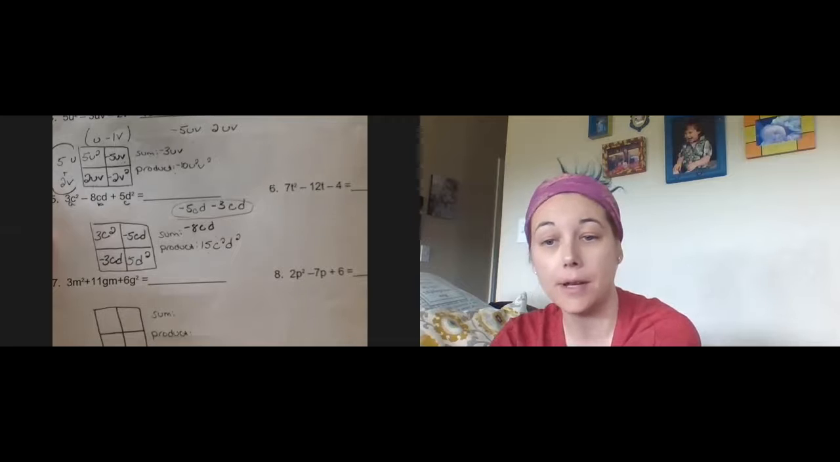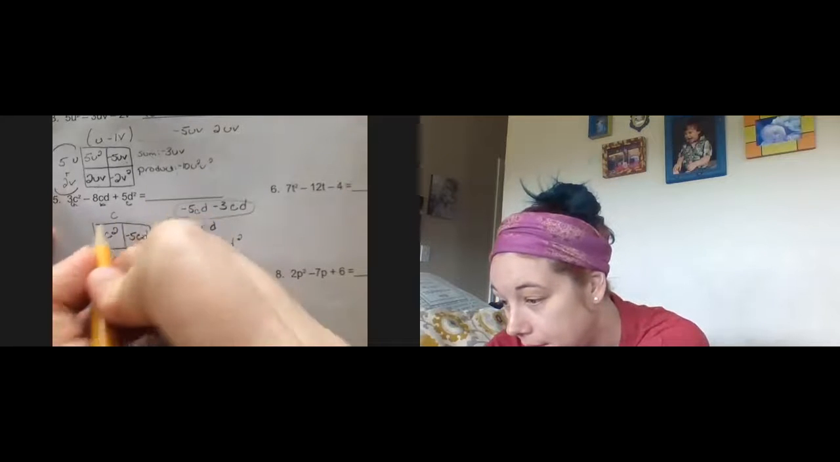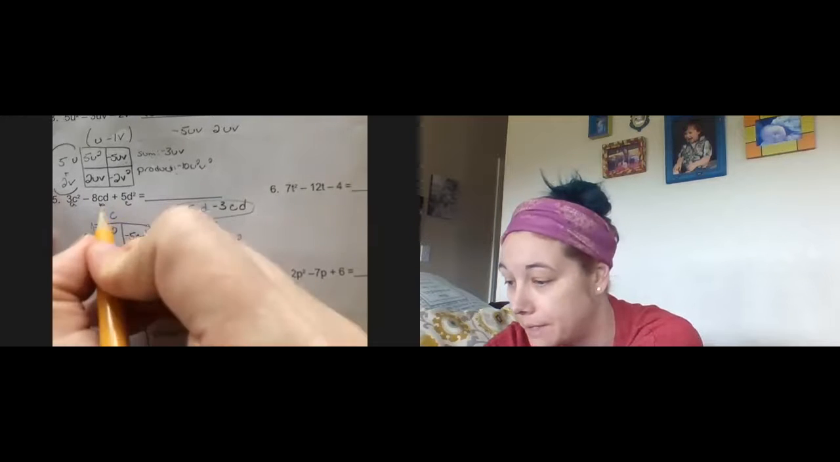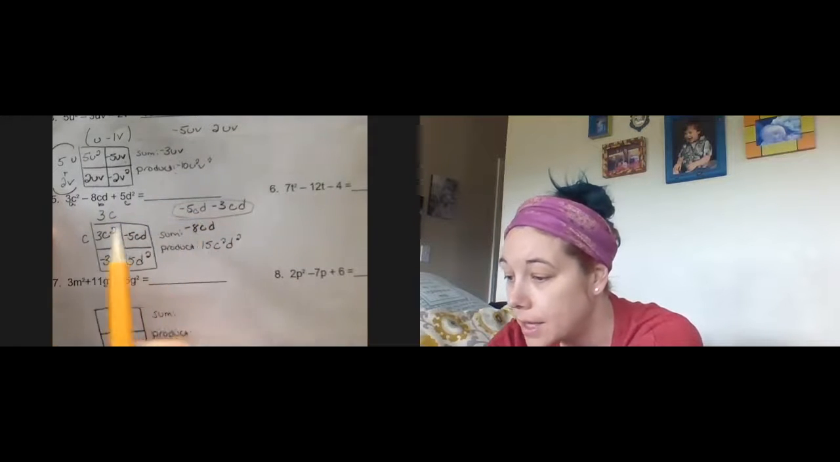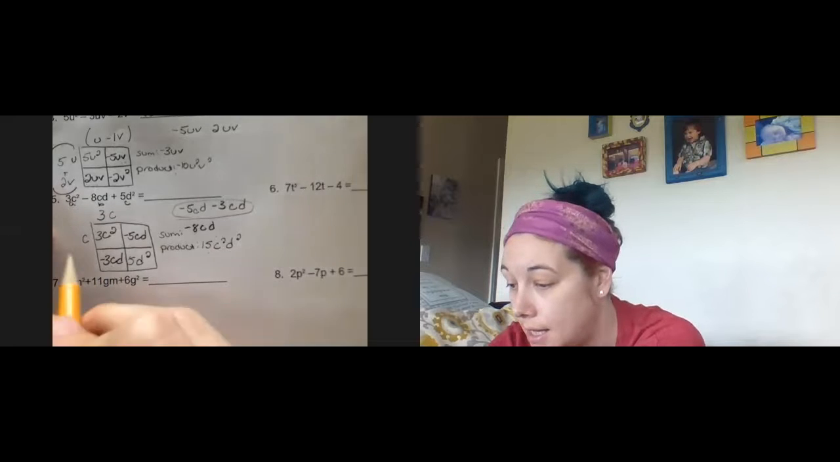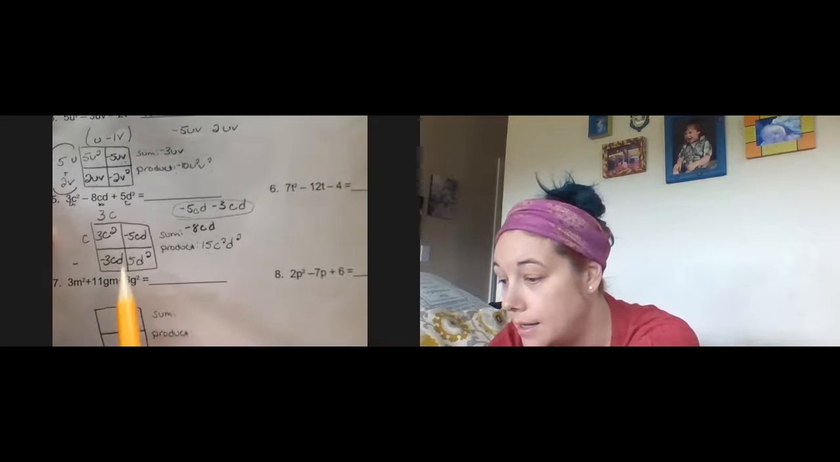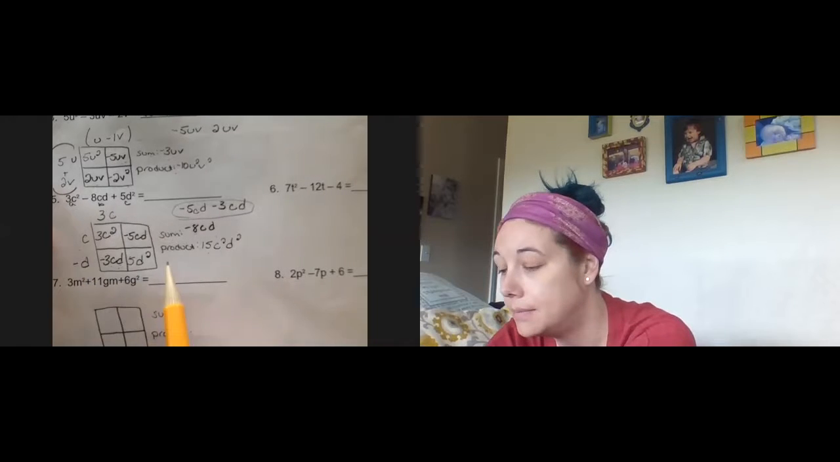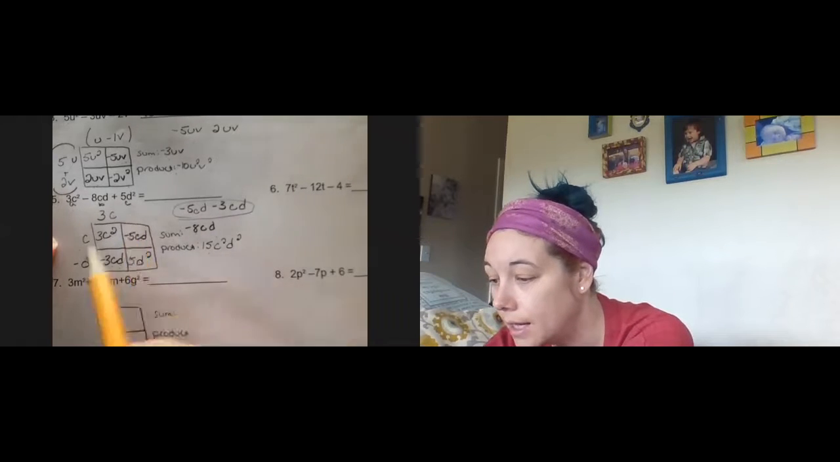All right, let's find our binomials. I know a C goes here and a C goes here. Where does that 3 go? Doesn't go there. It goes there. Okay, so what times 3C gives me negative 3CD? I know I need a negative 1, and I also need a D. So negative D.